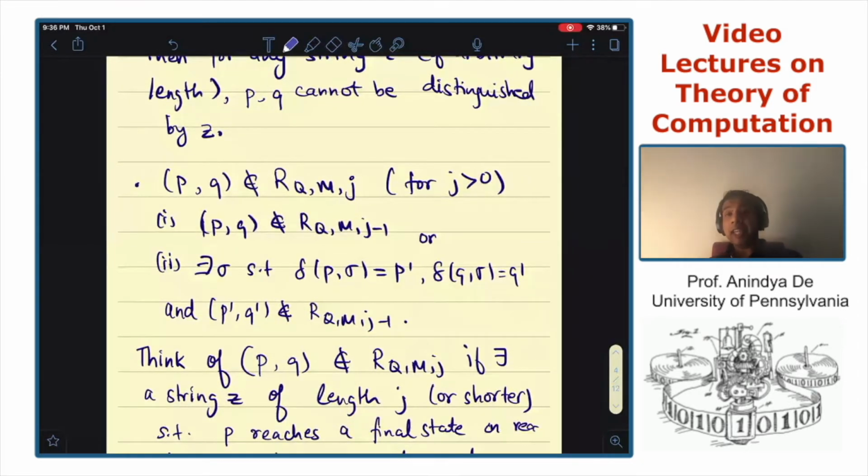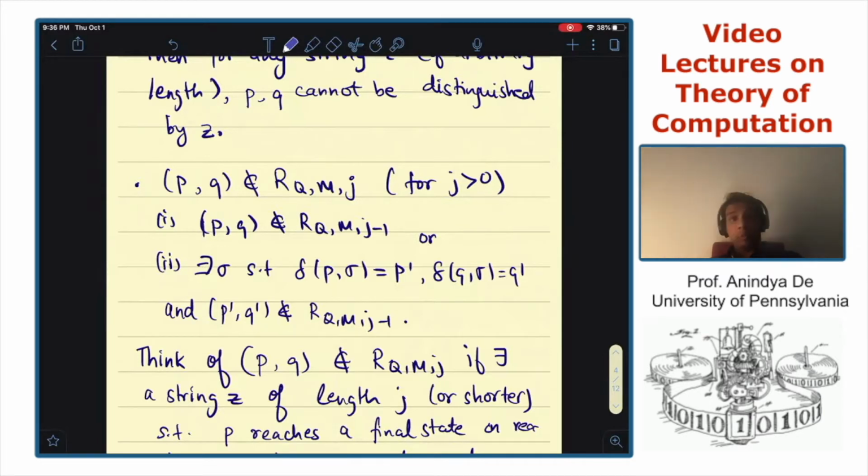So you are saying that P, Q is not in R_{Q,M,J} if either it's not in R_{Q,M,J-1}, or you can read a common symbol sigma and go to states which are now not in R_{Q,M,J-1}.